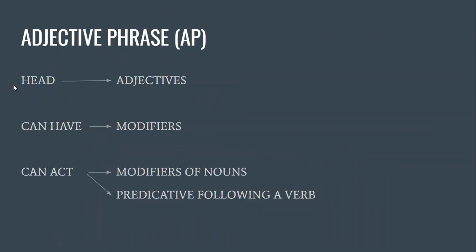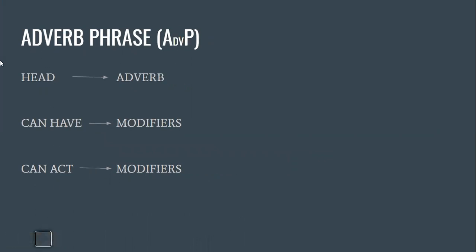Adjective phrases, of course, the head is an adjective. They can have modifiers like very pretty, very beautiful, and they can act as modifiers of nouns like pretty girl, or they can act as predicative following a verb. An adverb phrase, the head is an adverb. They can have modifiers like so soon, and they can act as modifiers of verbs. They go there.